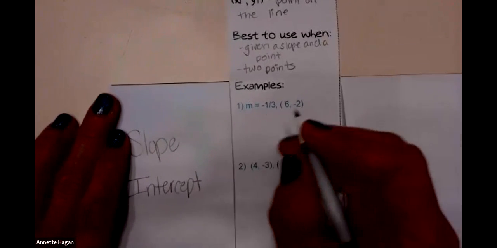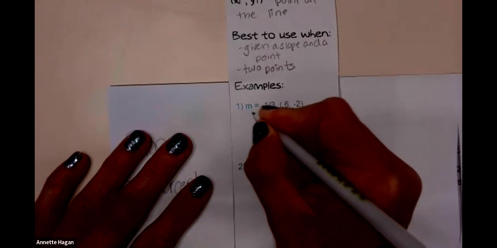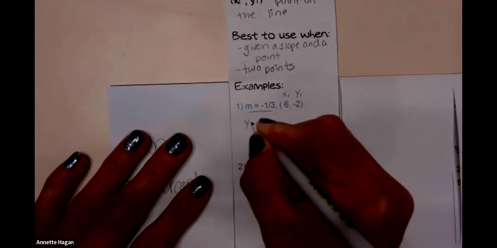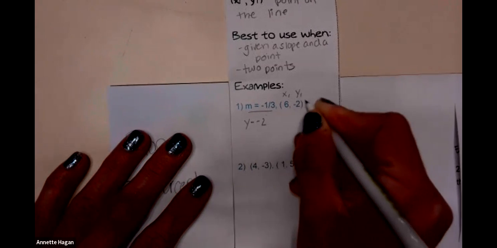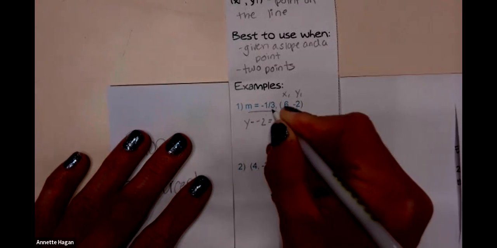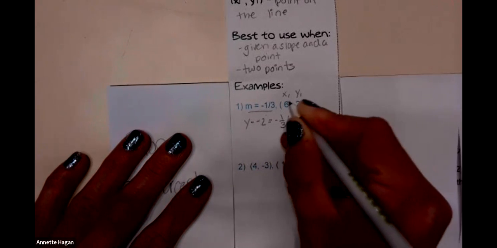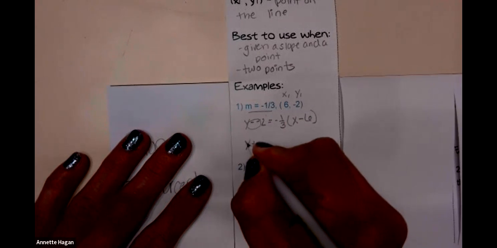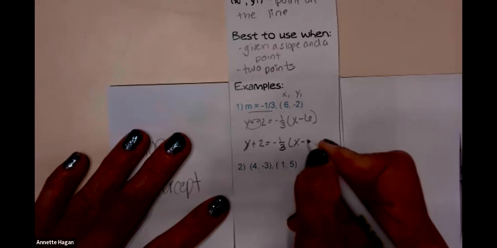Our first example, we give you the slope of negative 1/3 and a point (6, negative 2). So this is your slope m, and then this will be x1, y1. And you just plug it in. So y minus y1, so negative 2. And notice it's minus negative 2. If y1 was a negative 2, that's what we plug in. Equals negative 1/3 is my m times x minus x1, which is 6. This is the point slope form equation. The only thing we would do is we know that 2 minus signs becomes a positive. So y plus 2 equals negative 1/3 times x minus 6.